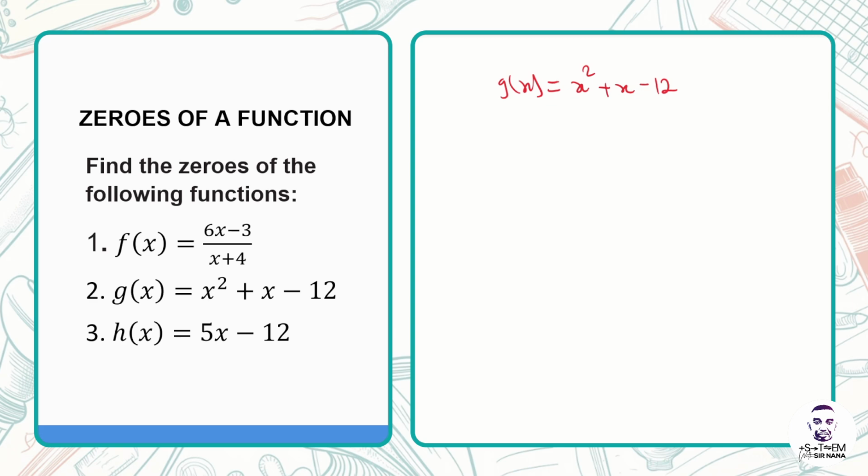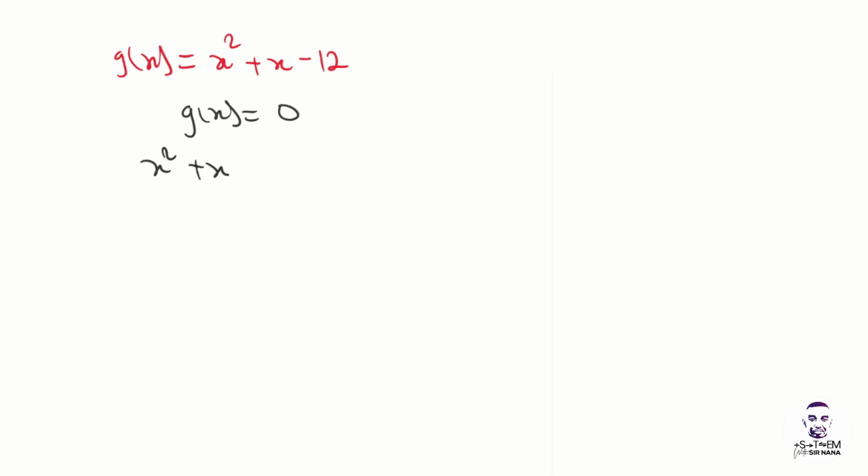So same way, we can equate g of x to be equal to 0. So we'll say g of x to be equal to 0. That implies that x squared plus x minus 12 will be equal to 0. And this is a quadratic function where we can find the values of x.